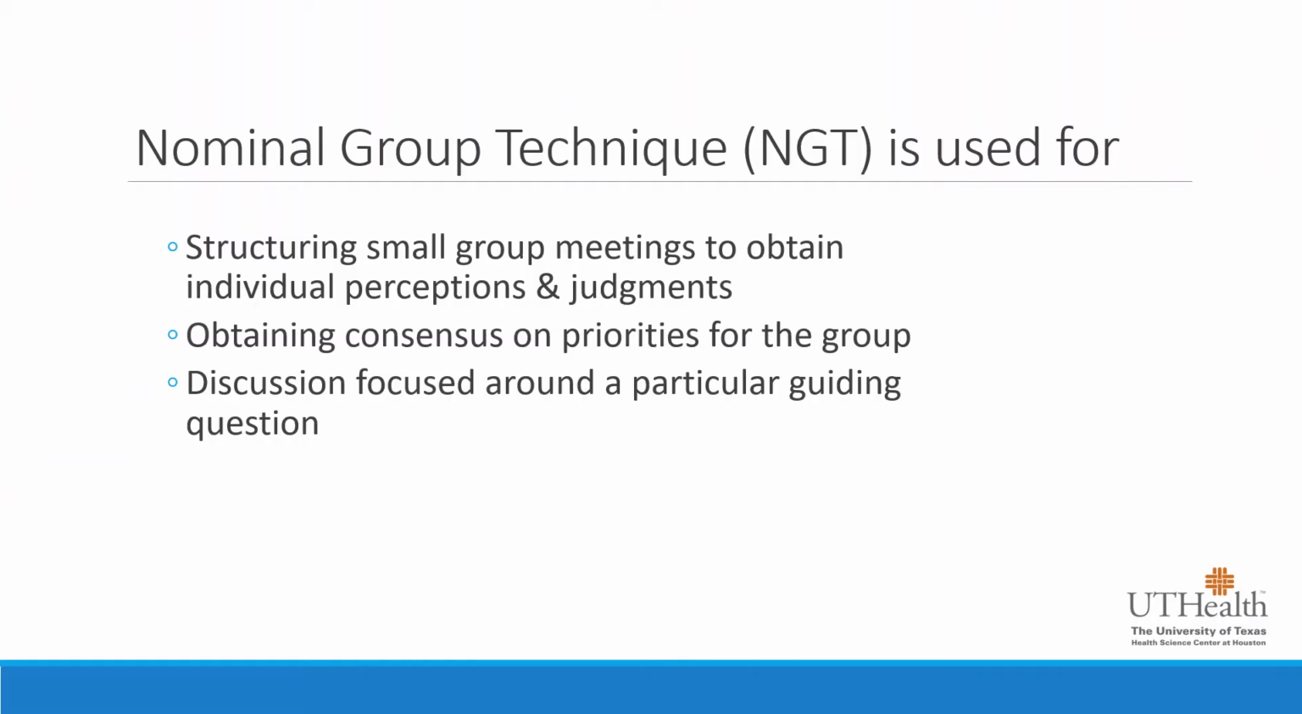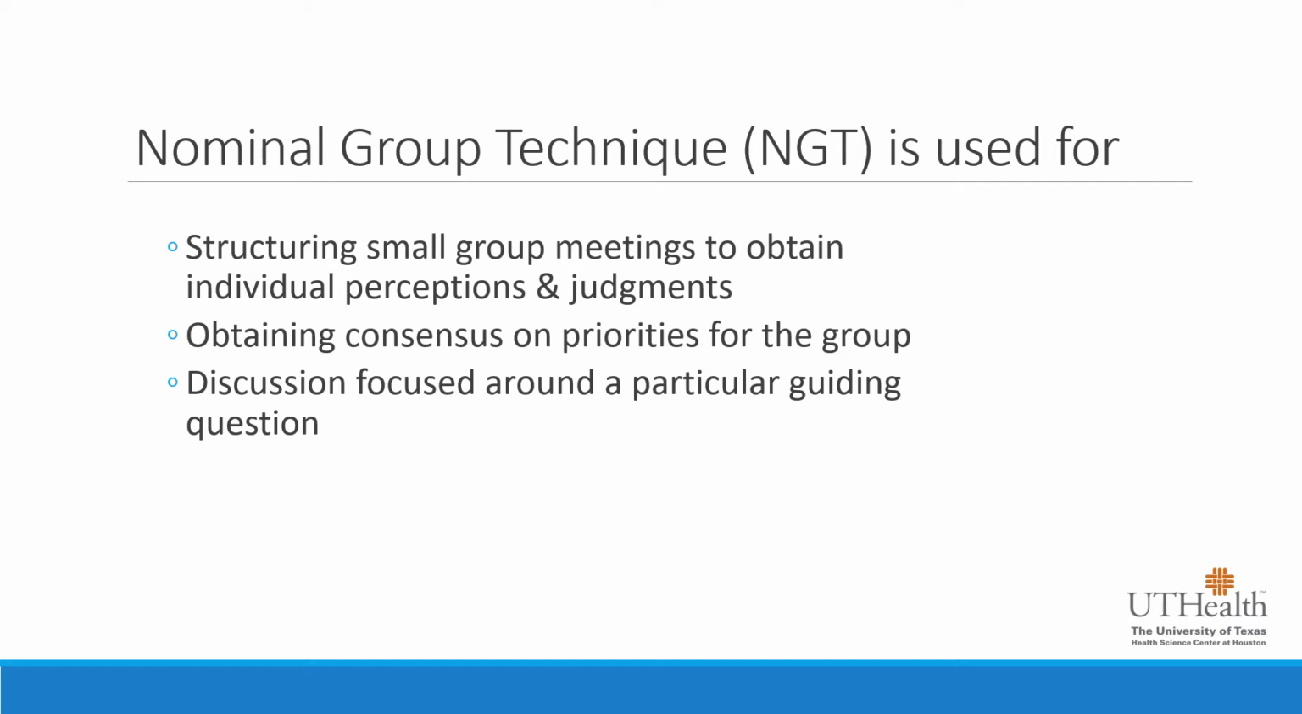Nominal group technique was initially developed in the 1970s and has remained a popular group process for problem identification, solution generation, and decision-making. Key strengths of the technique are that it avoids conflict and ensures relatively equal participation of all group members. It is also relatively quick and provides a group with a sense of closure in future directions. It is most useful in obtaining consensus on the priorities of a group rather than a single consensus decision.